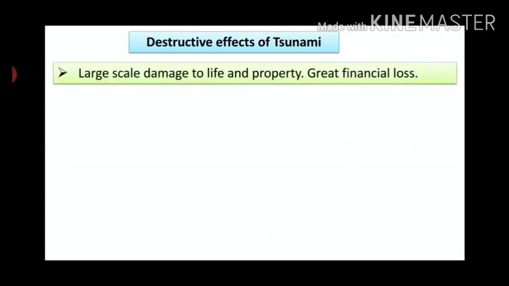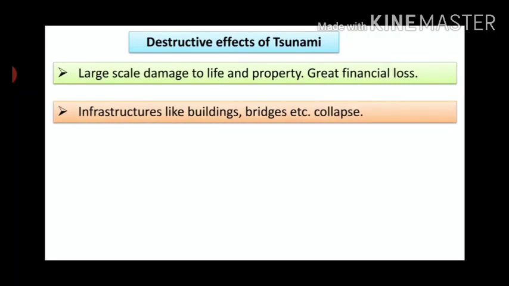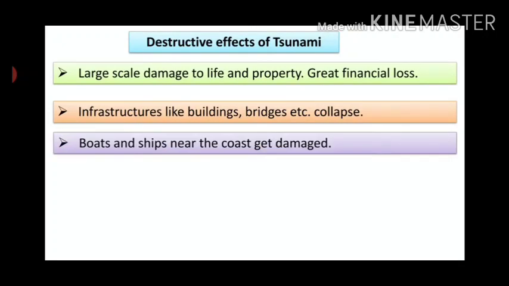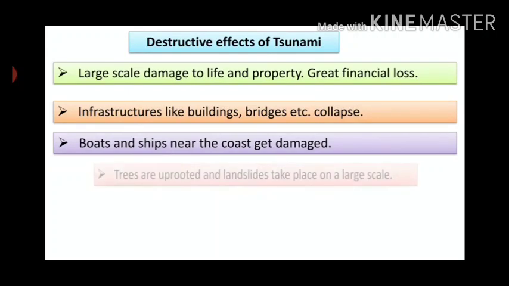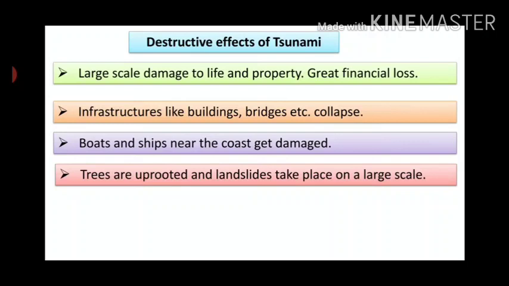Now, destructive effects of tsunami. What happens when a tsunami comes? Large scale damage to life and property, great financial loss. Infrastructures like buildings, bridges, etc. collapse because of tsunami. Boats and ships near the coast get damaged. Trees are uprooted and landslides take place on a large scale.